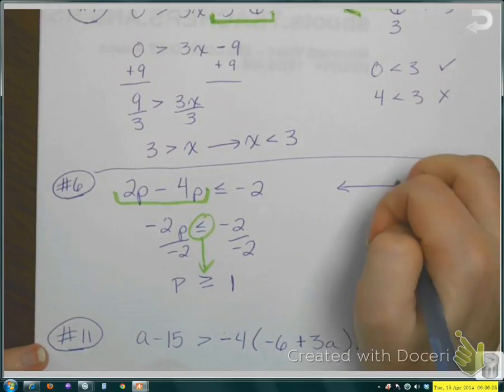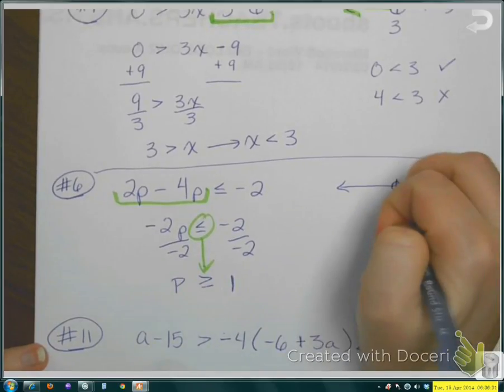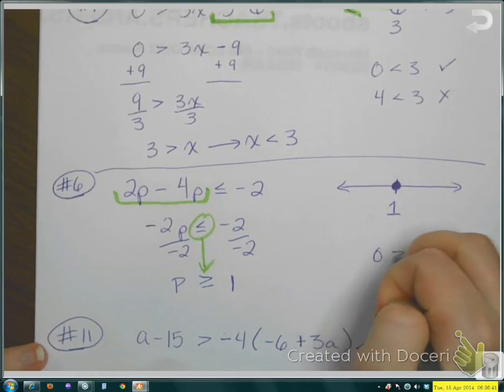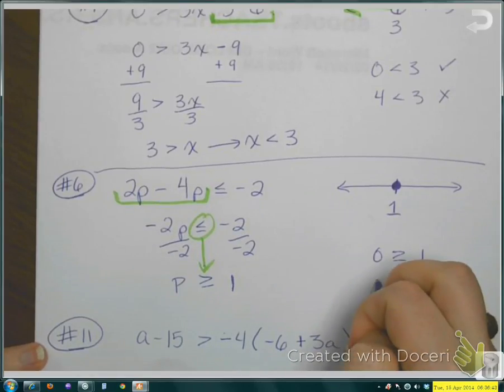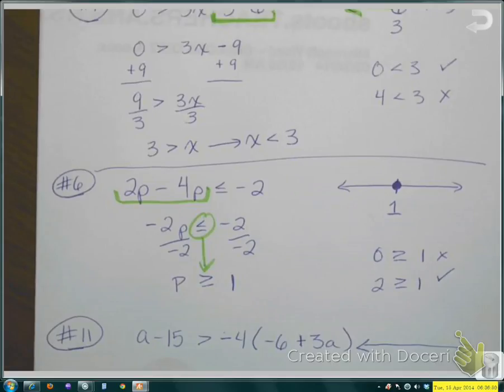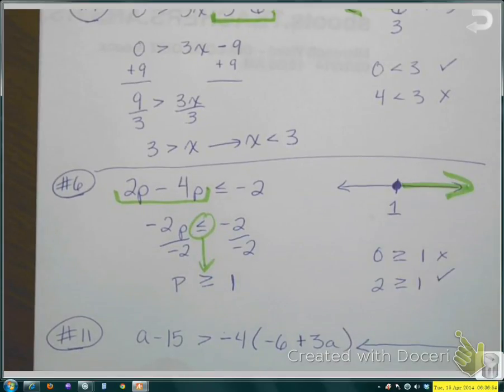Okay? So I put 1 on my number line, and this is going to be a solid dot because we have that wonderful equal to sign. And then the arrow points the way. It says shade to the right. So let's check it. I'm going to pick two numbers. So I got 0, then 1, and 2. Is 0 greater than or equal to 1, or is 2 greater than or equal to 1? Which one is true? Yep, the second one is true, so shading to the right is correct. So we shade to the right. We're going to work one more problem.